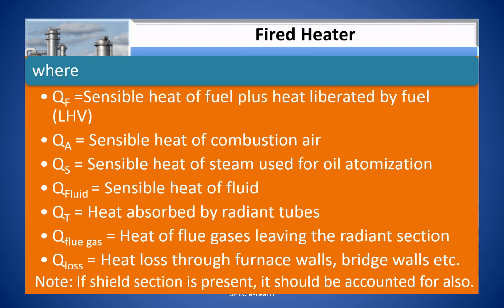QT is the heat absorbed by the radiant tubes. Q flue gas is the heat of flue gases leaving the radiant section. Q loss is the heat loss through the furnace walls and bridge walls, etc. Note, if the sealed section is present, it should be accounted for also.